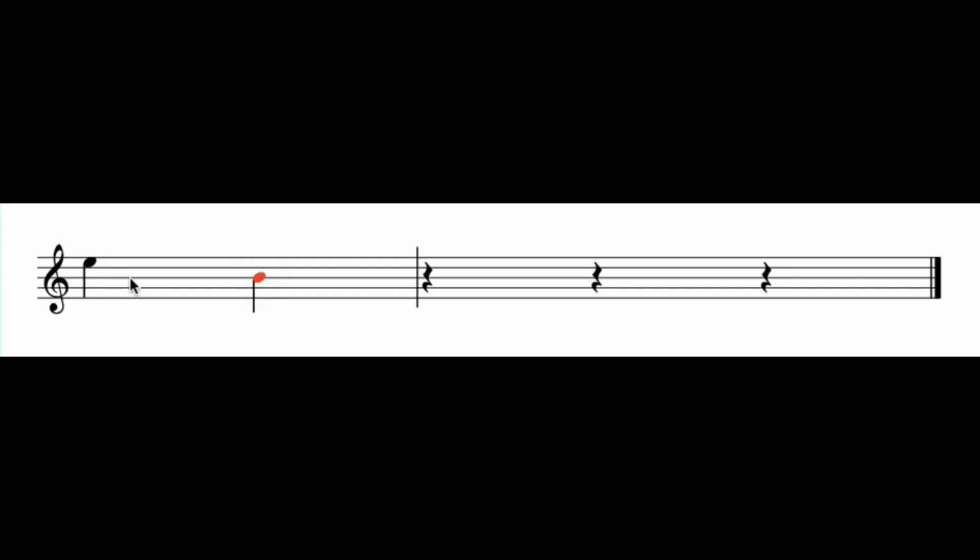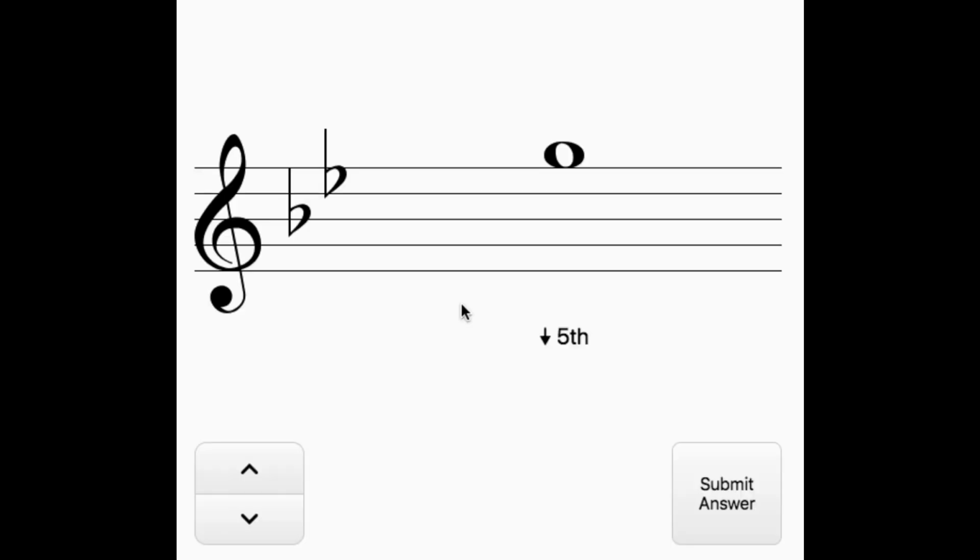1, 2, 3, 4. Or let's start on E again, and let's say I want a seventh descending from E. Let's see. 1, 2, 3, 4, 5, 6, 7. So the seventh below E would be an F. So just like ascending intervals, you can have descending intervals as well. Intervals going down.